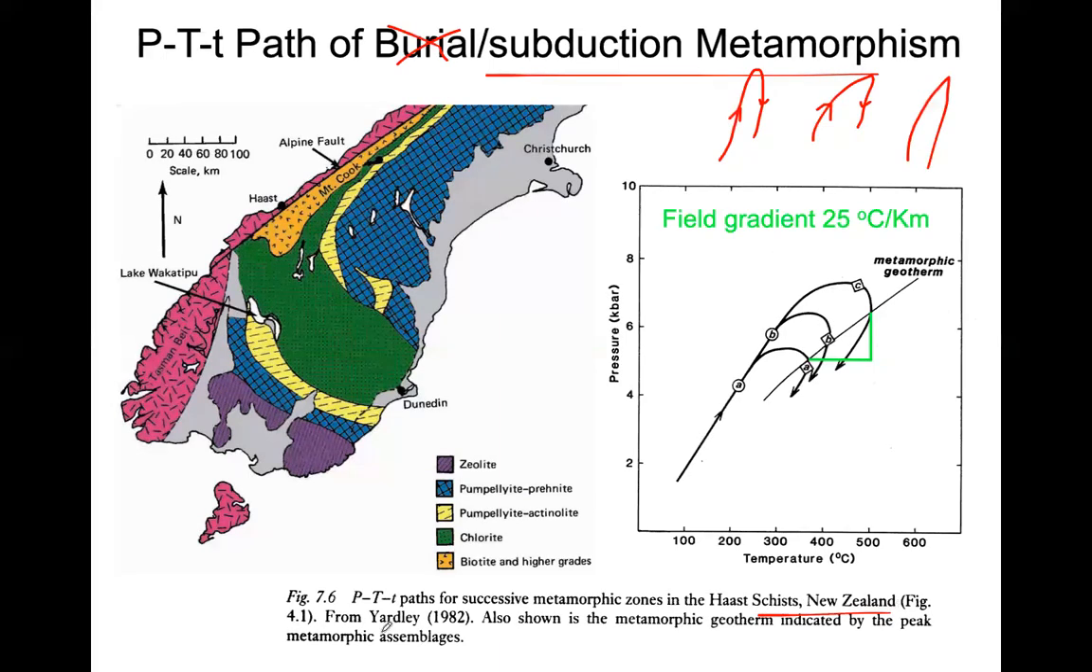This paper is coming from Yardley, Introduction to Metamorphic Petrology, a book written by Yardley. It's available in the Science Library. So you go and see that whenever you have access there. It's a very good book to give you the preliminary understanding about the Barrovian type metamorphism and all these metamorphic zones, isograds, etc. Right?